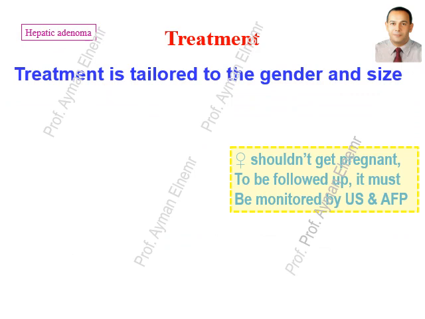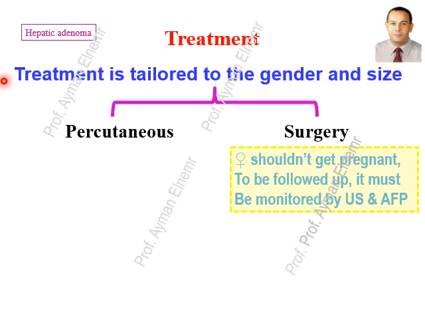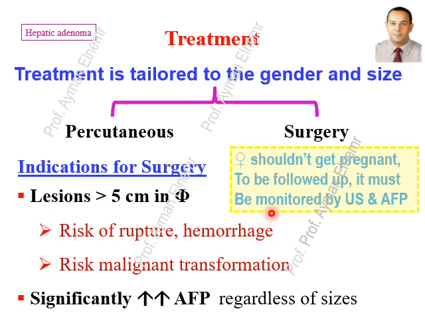washout. In the treatment of hepatic adenoma, the risk-benefit ratio should be assessed for every case, and the final decision should be made on an individual basis. So the treatment is tailored to the gender and size. It can be either by percutaneous techniques or surgery. First, females shouldn't get pregnant, and to be followed up, they must be monitored by ultrasound and alpha-fetoprotein.